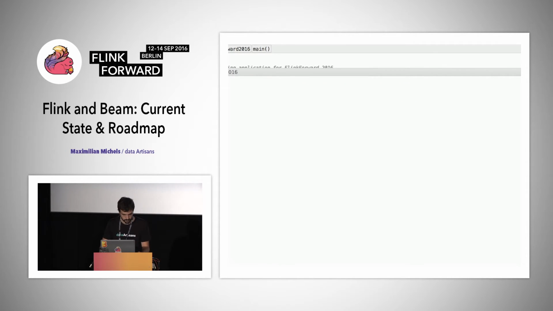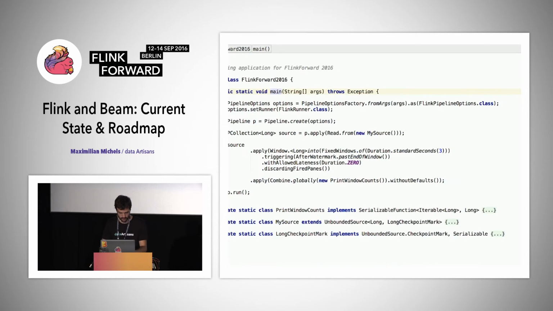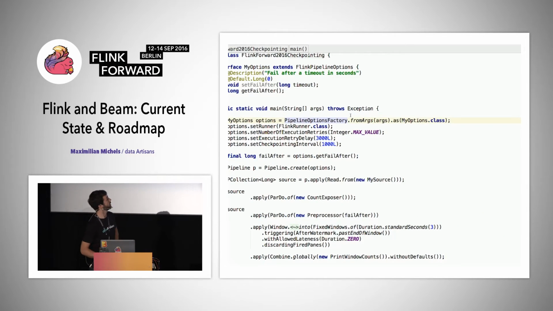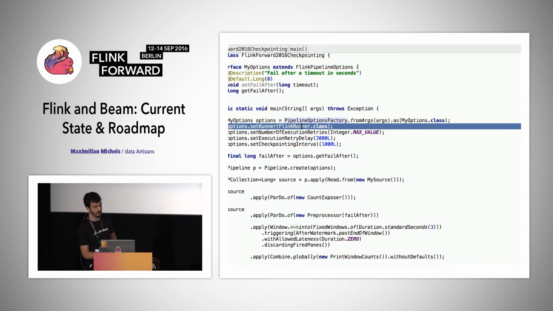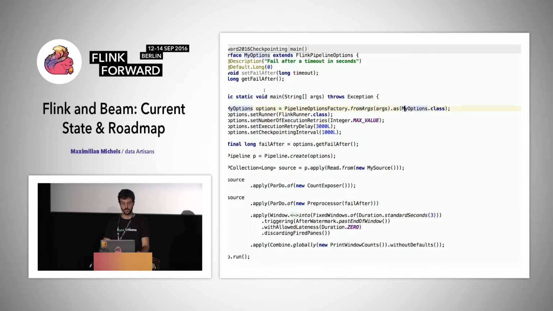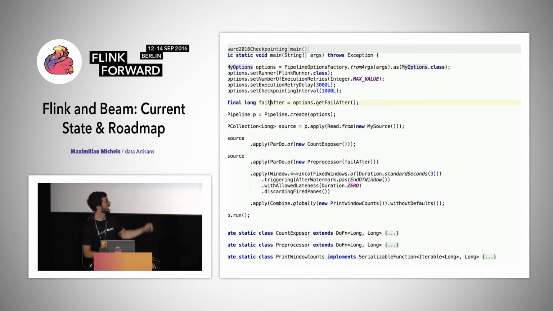So not too interesting, but let's make it a little bit more interesting. I have created a very similar class here with a few additions, which also has a Flink Runner, but it has some custom options, my options, which are at the top. And there I can set a parameter to fail after some timeout in seconds.